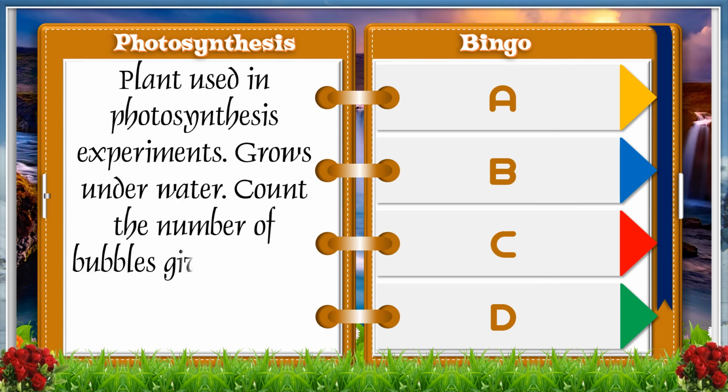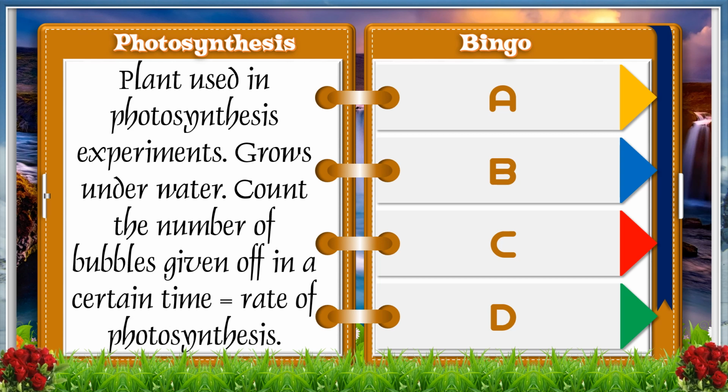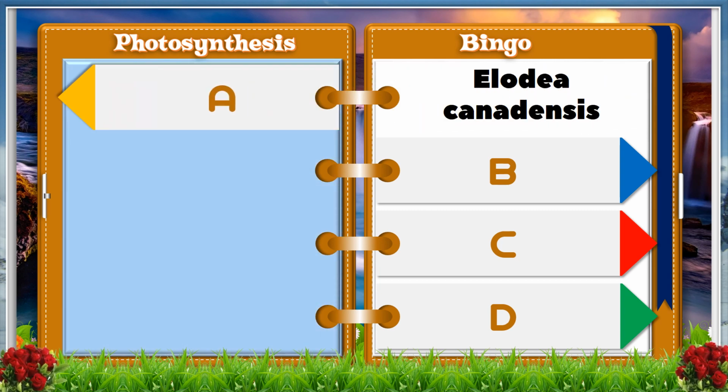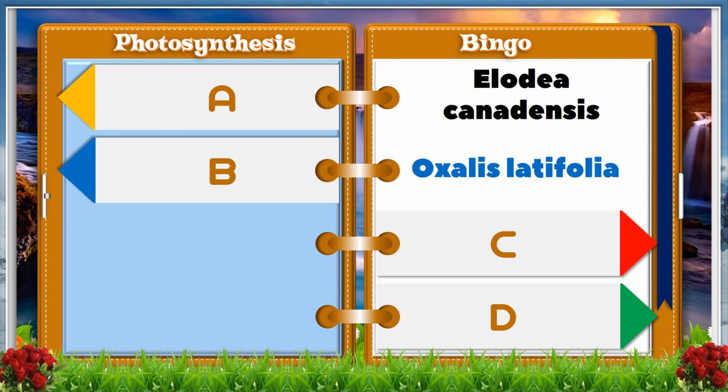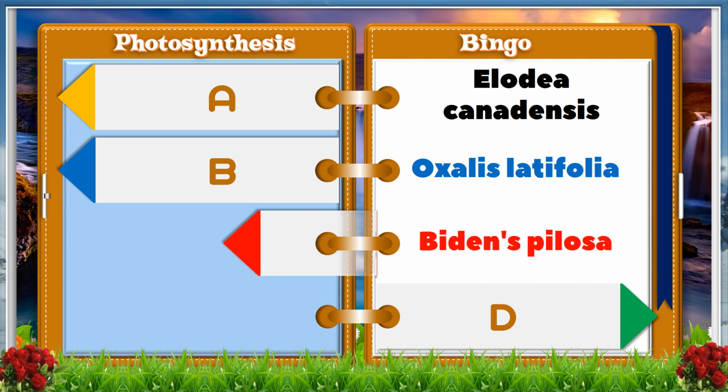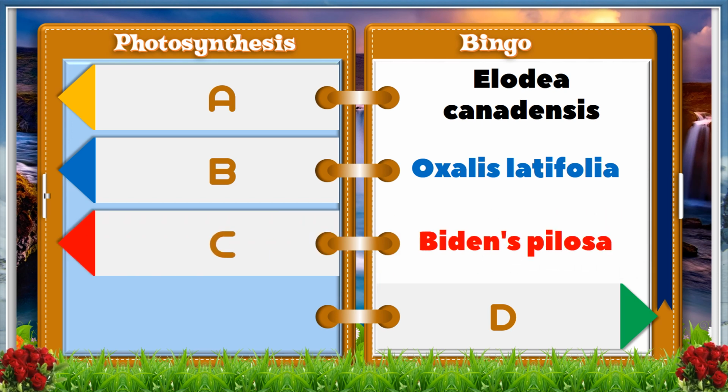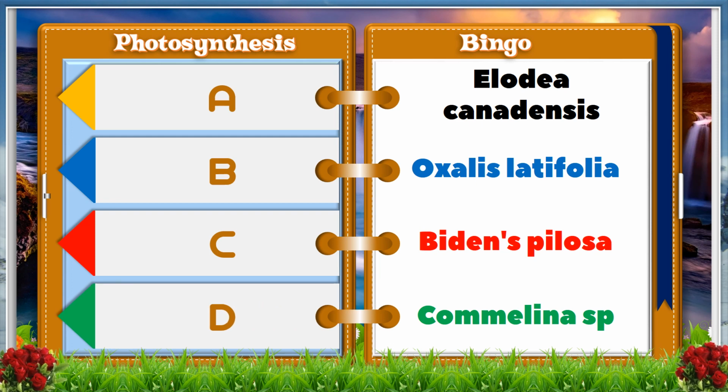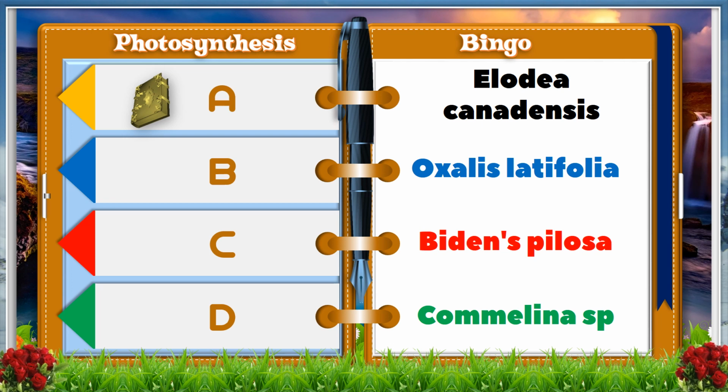Plant used in photosynthesis experiments grows underwater. Count the number of bubbles given off in a certain time. This will be equal to the rate of photosynthesis. A. Elodea canadensis. B. Oxalis latifolia. C. Bidens pilosa. D. Commelina species. And the answer is A. Elodea canadensis.